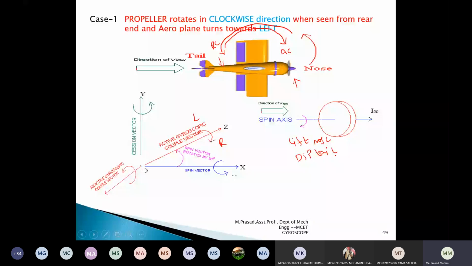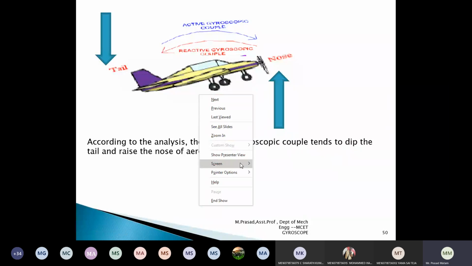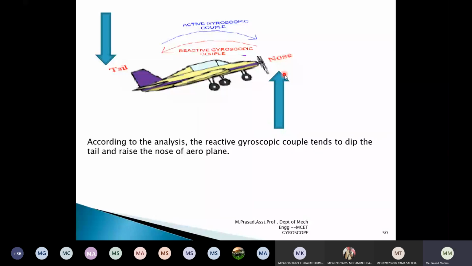This is the gyroscopic effect we can see based on the rotations, clockwise motion and anti-clockwise motion. This is with respect to the case 1. You can see here the diagram. Raise the nose and dip the tail here. Nose is rising upward and tail is dipping downward. This is the case 1 we are getting, clockwise rotor taking left turn.